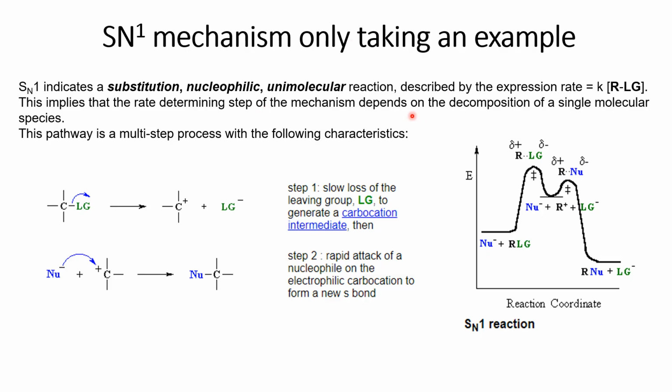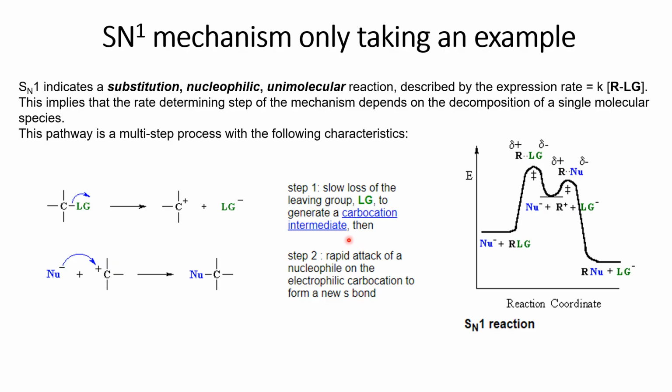Let us see the SN1 mechanism with an example. Here, S stands for substitution, N stands for nucleophilic, 1 stands for unimolecular reaction. So it is given by the rate expression. So here, the rate determining step of the mechanism, it depends on the decomposition of single molecular species alone. It is unimolecular reaction, so it involves two steps. Step 1 is loss of leaving group. Step 2, the attack of nucleophile on the electrophilic carbocation to form a new sigma bond.